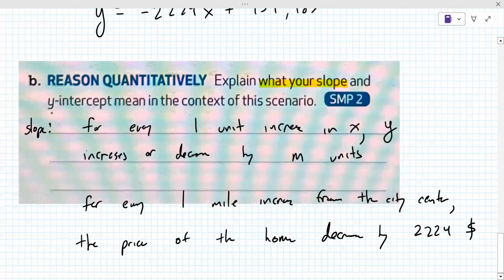The important thing to remember is that you're going to use this in every one of these explain problems, but you don't say x, you don't say y, you don't say unit. You have to choose increase or decrease. This is the recipe. Here's how your instructor is grading it: he's looking for mile, city center, price, decrease, that number. Everything else is irrelevant. Got it.